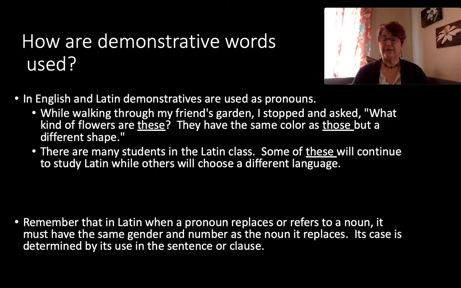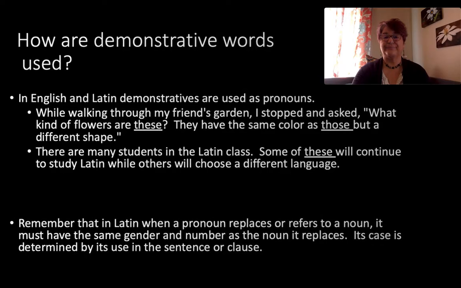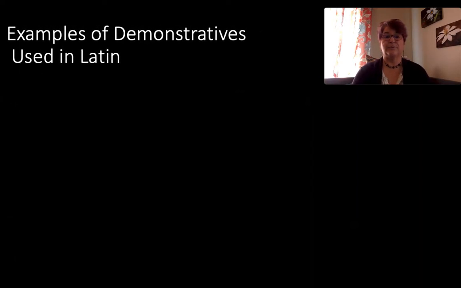When we use English, it is our sense of what is going on in the sentence and context that helps us to understand what the demonstrative is pointing to or referring to. In Latin, however, because we are dealing with inflections, we'll have to remember that the demonstrative is going to have the same gender and number as the noun that it is referring to. Its case may or may not be the same. That will depend on how it is used in its own part of the sentence. Let's take a look at some examples.